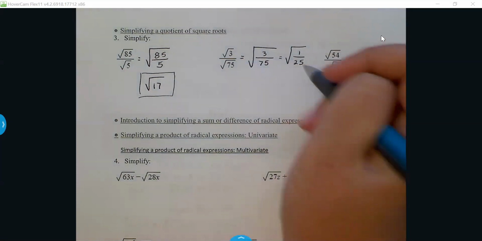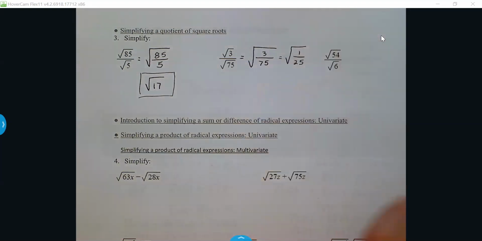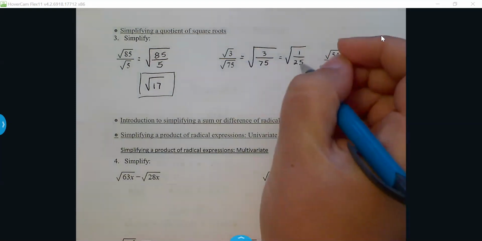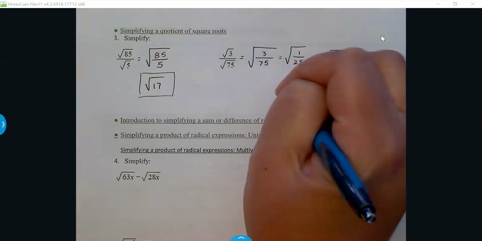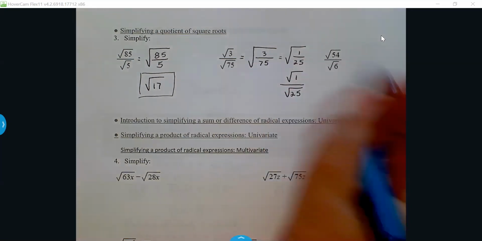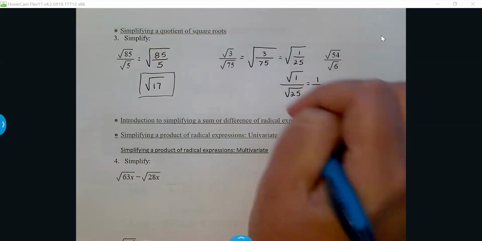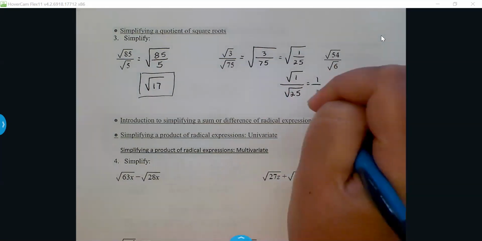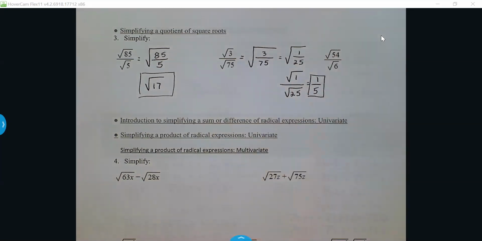Now that I have the square root of 1 over 25, I can break that back up again because you can see 1 and 25 are both perfect squares. So I can make this the square root of 1 over the square root of 25. And the square root of 1 is 1, and the square root of 25 is 5. So our answer would be 1/5.